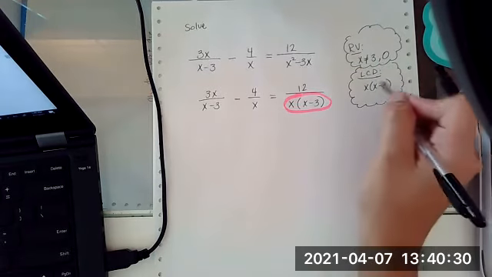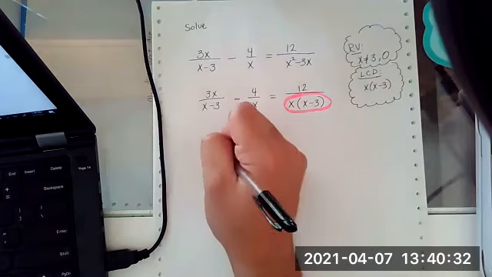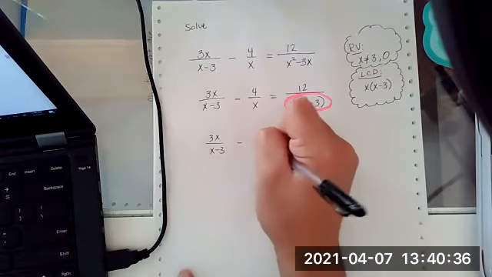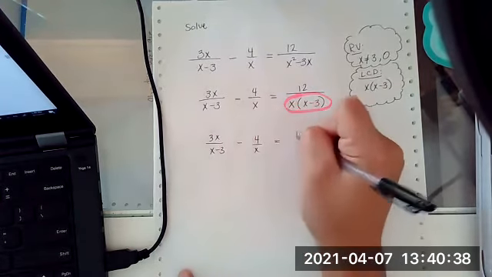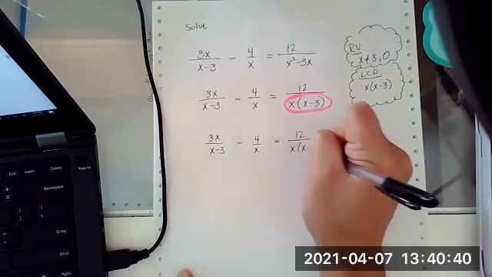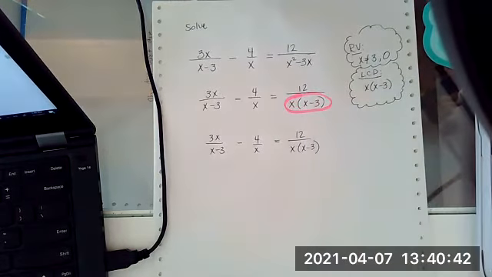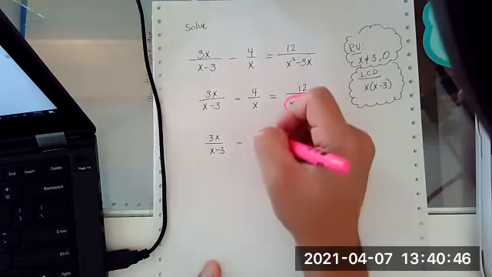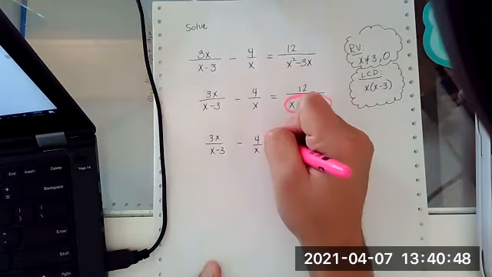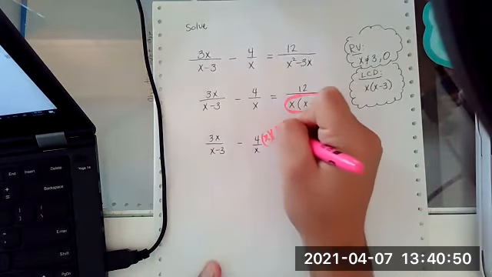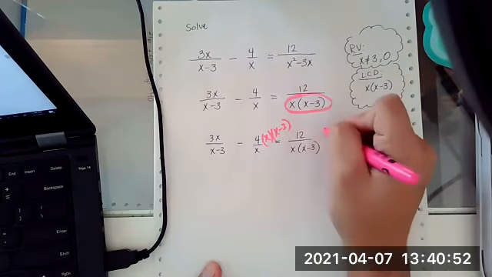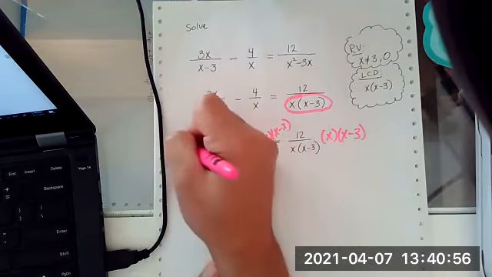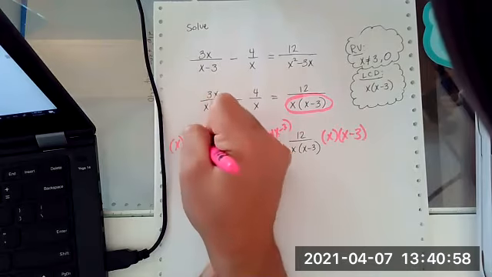So we're going to multiply the LCD into each of these terms. So we'll multiply. Oh, I did not give myself nearly enough space here. We're going to multiply an x and an x minus 3 into each of the three terms.